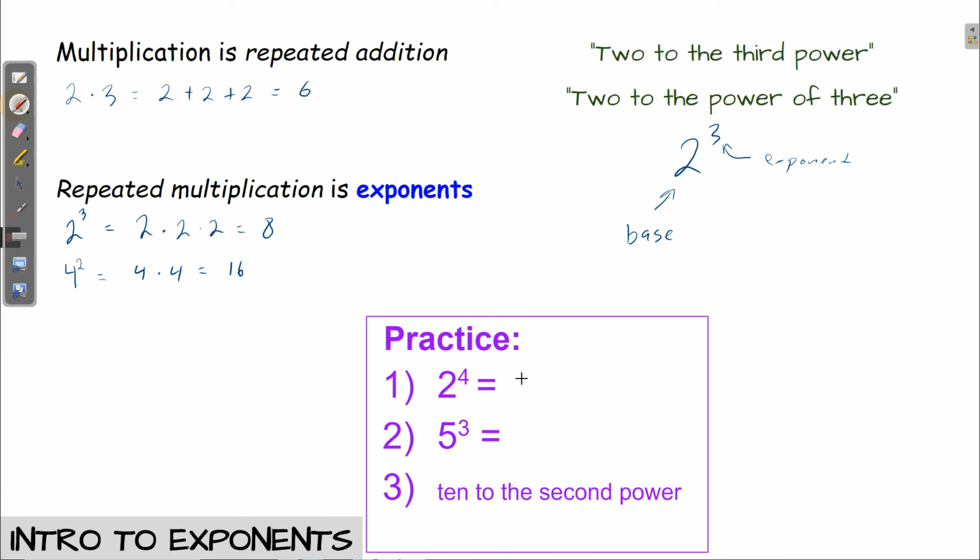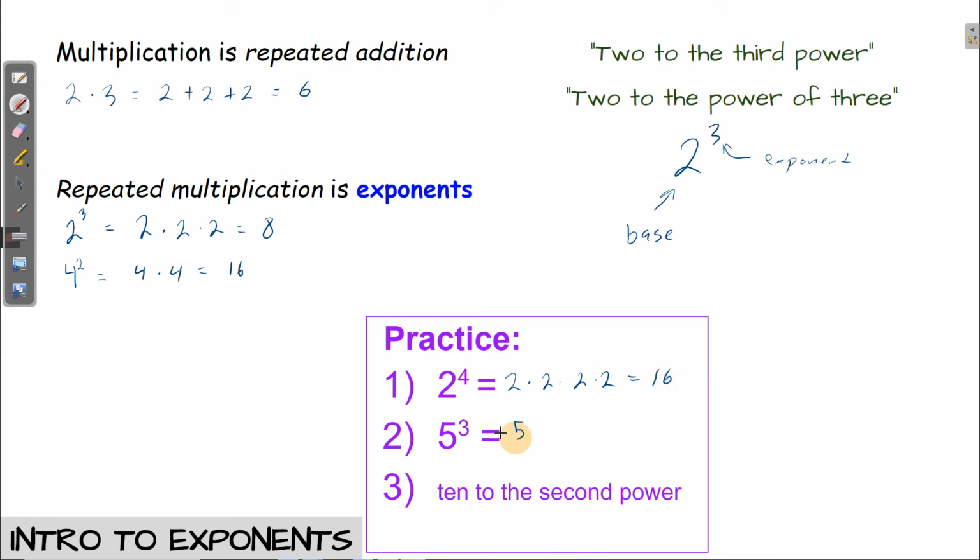So if we have 2 to the fourth, we know that is basically saying 2 times 2 times 2 times 2. You're multiplying 2 by itself 4 times, and that is equal to, let's see, 2 times 2 is 4. 4 times 2 is 8. 8 times 2, that's 16.